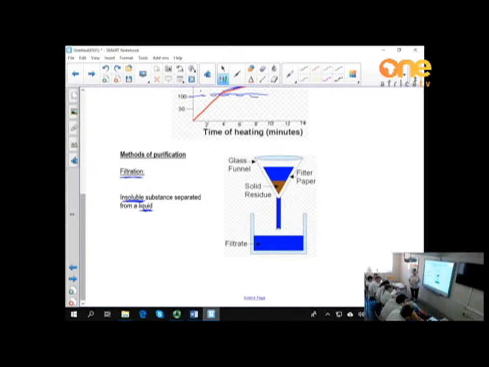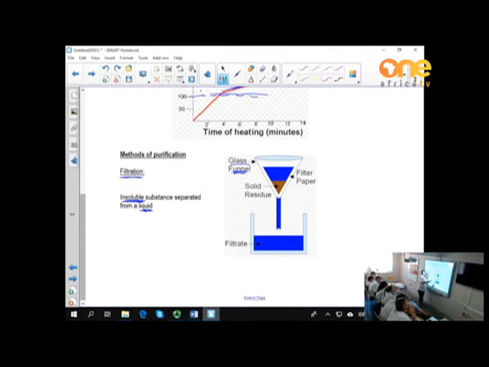So when do we use filtration? If we have a solid substance that does not dissolve in a liquid, whatever the solvent is. Now there are specific terms when we want to filter. The apparatus is a funnel, a glass funnel. You could also call it a filter funnel. Sometimes they're made from plastic. It doesn't really matter.